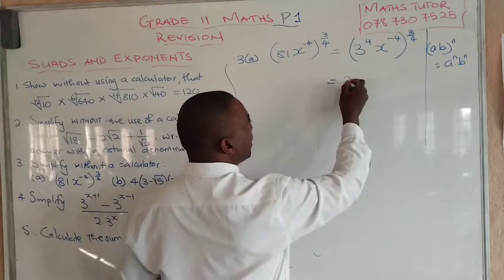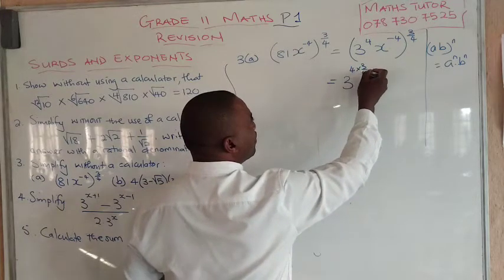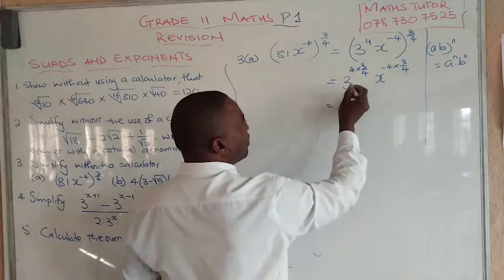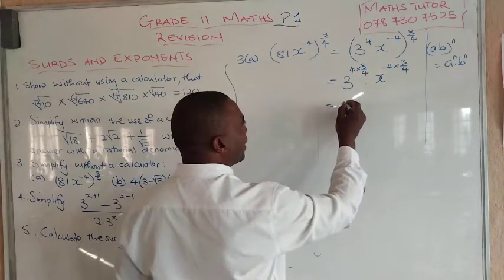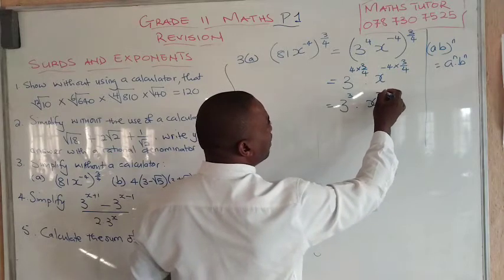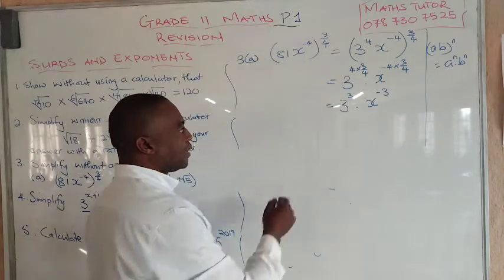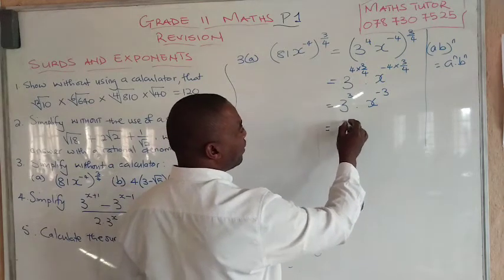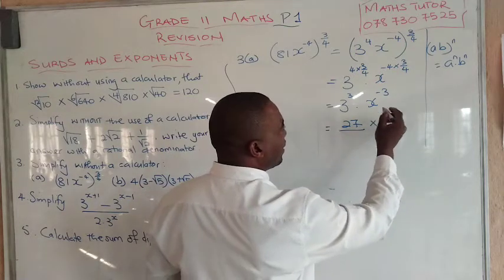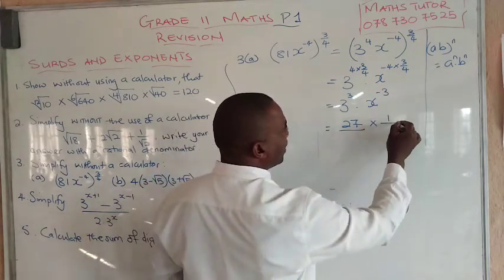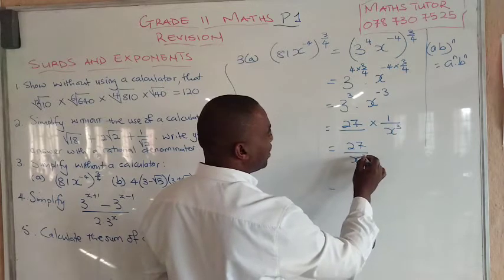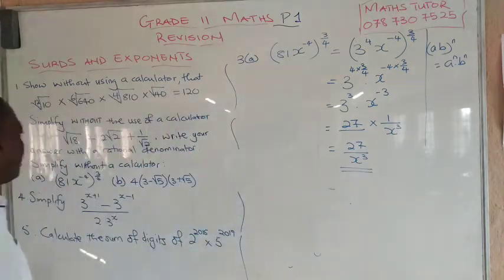So we are saying this is 3 to the power 4 times 3 over 4, times x to the power negative 4 times 3 over 4. 4 times 3 over 4 will give us 3, so it's 3 to the power 3 times x to the power negative 3. And then this will be 27 times x to the power negative 3, which can be written as 1 over x to the power 3. So this will be 27 over x to the power 3, which is our answer.